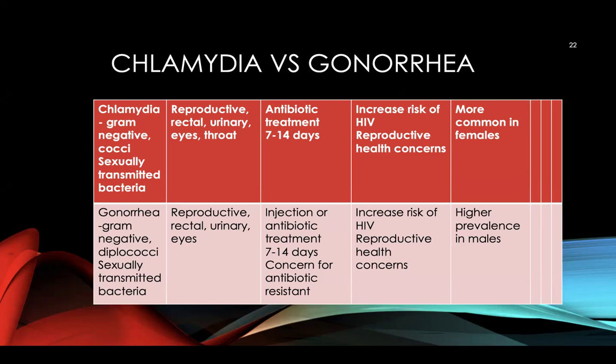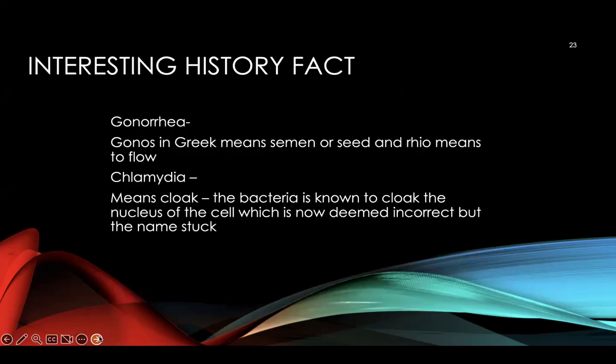And then they both are treated with antibiotics and usually clear up within 7 to 14 days. The difference is gonorrhea commonly uses an injection, and there's a big concern for that antibiotic resistant strain when it comes to gonorrhea. And chlamydia, like we said, same with gonorrhea, increases risk of HIV, and reproductive health concerns are some of the biggest things. Chlamydia is more common in females, and gonorrhea has a higher prevalence in males, but they're both pretty similar in a sense.